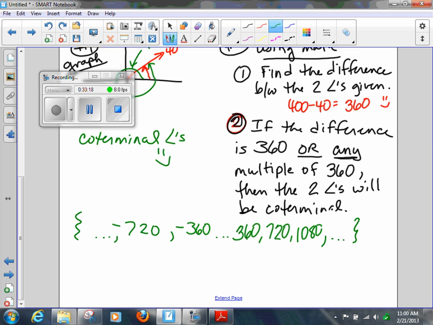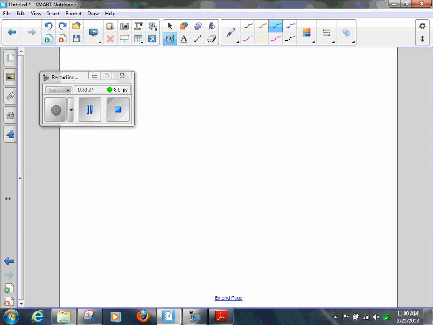I know this is what y'all are going to do. I know it is. You're going to subtract and you're going to go with it. Okay? How about this? How about seeing if negative 40 degrees and 320 degrees are coterminal or not?